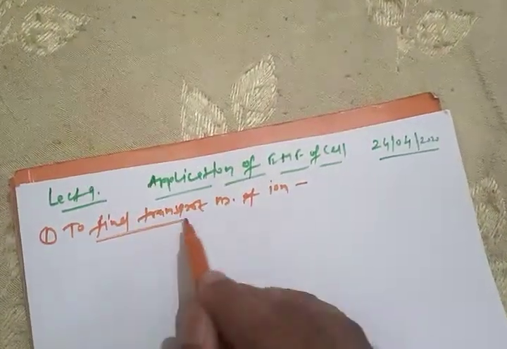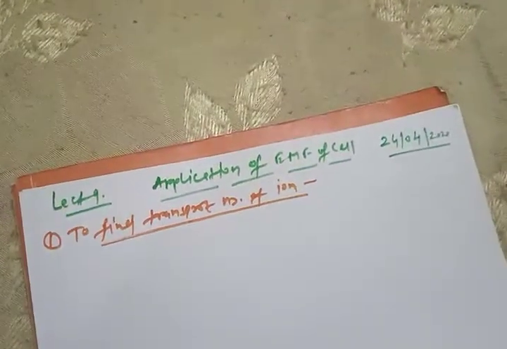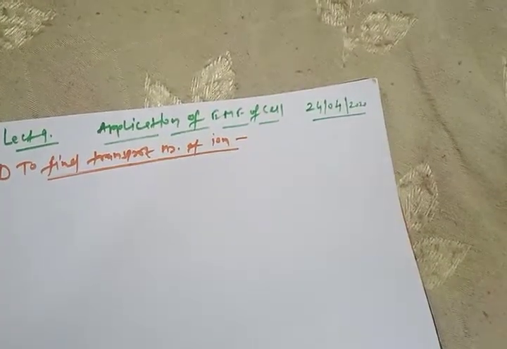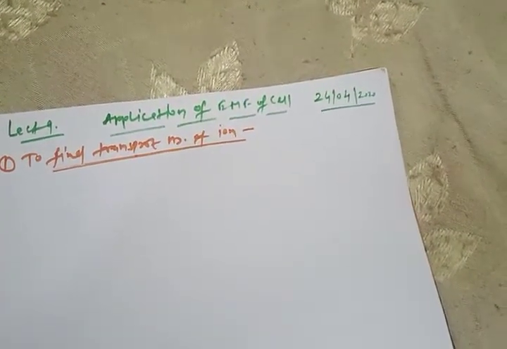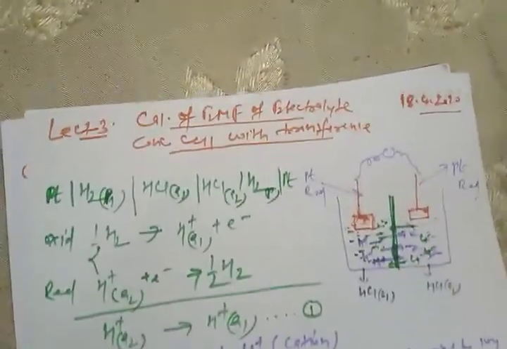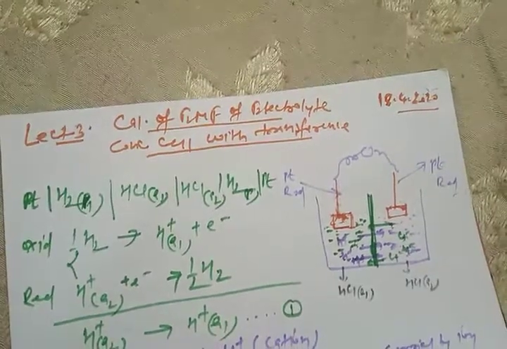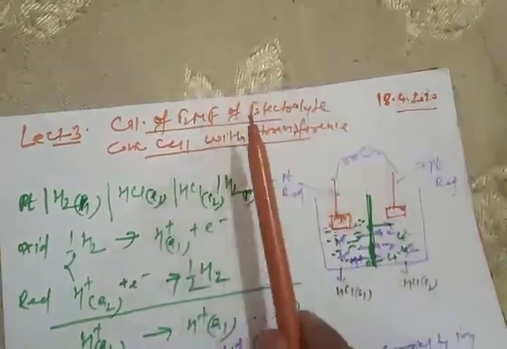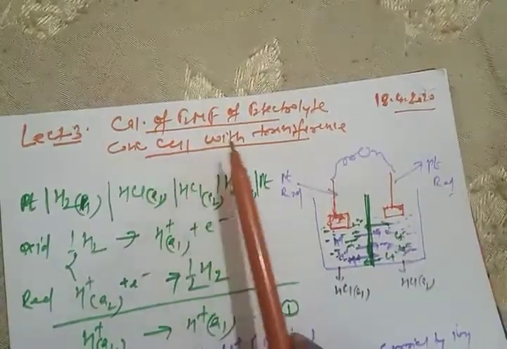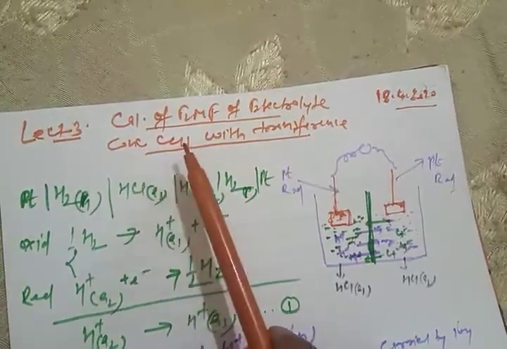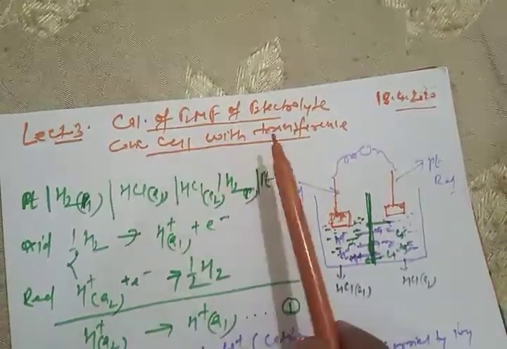As we know, we had already calculated the EMF by using transport number. I want to show you the slide. If you remember, lecture number 3 of this final unit, calculation of EMF of electrolyte concentration cell with transference. Okay, this is the electrolyte concentration cell with a transference.